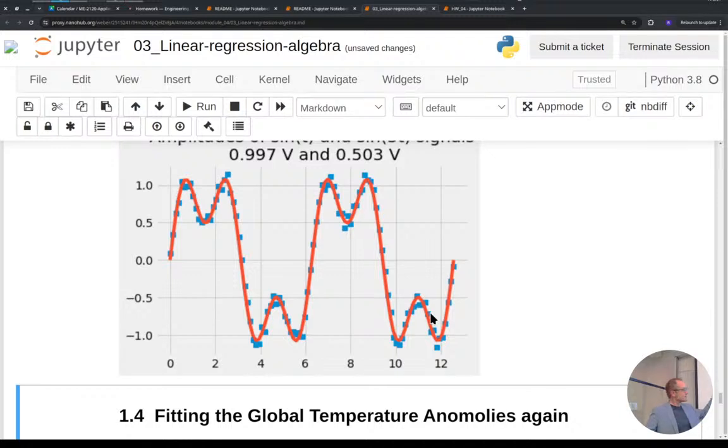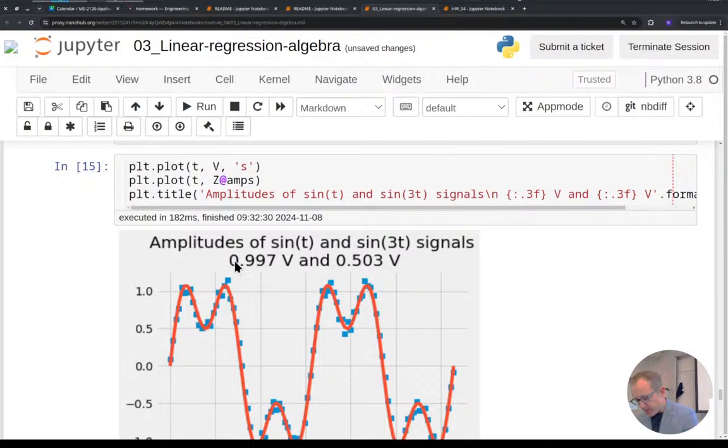Part of it is that I created a sine wave and gave it some error, and then refit it, but it fits really well, and we get those two amplitudes of 1 volt and also half a volt. This is what most people would do with a Fourier transform, but roughly you could do Fourier transforms with linear regression.